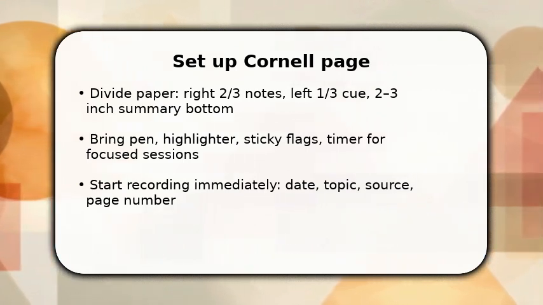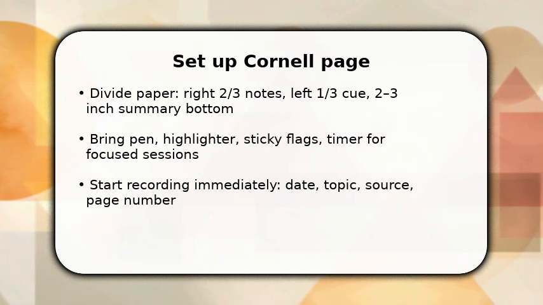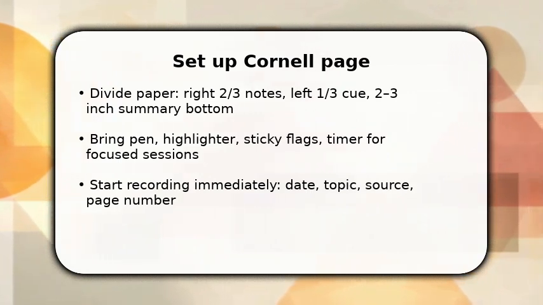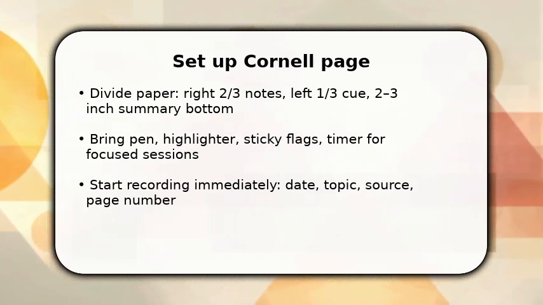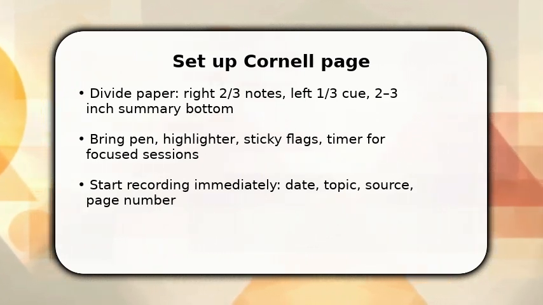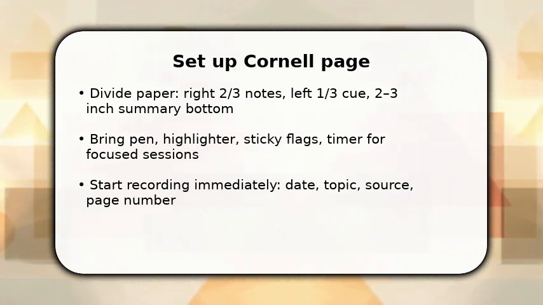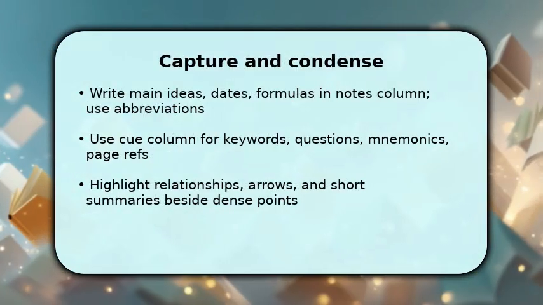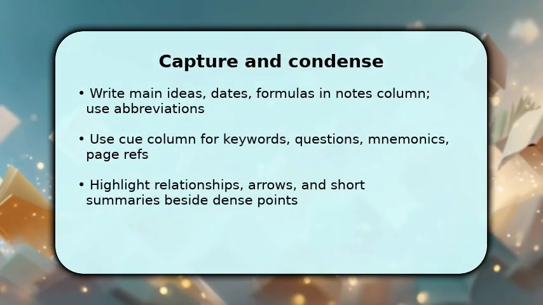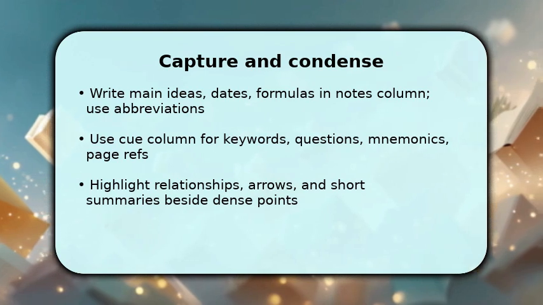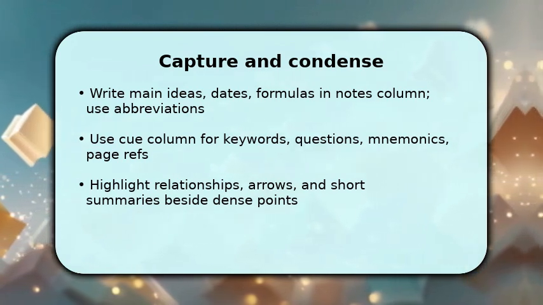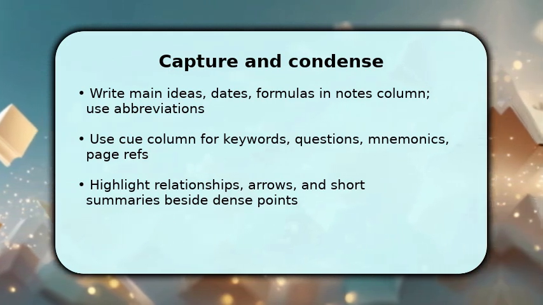You will capture concepts in real time. Begin taking raw notes in the right column immediately, focusing on ideas and facts rather than full sentences. You continue by filling the notes column with concise content, main ideas, examples, formulas, and quick abbreviations. Once done with a section, transfer critical words or questions into the left Q column to create retrieval prompts.